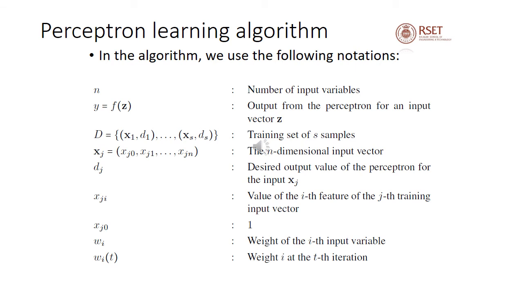Next is the perceptron learning algorithm. We have to use the following notation. N is the number of input variables, Y is the output, and D is the training set of samples. Xj is the n-dimensional input vector. Dj is the desired output value of the perceptron. Xji is the value of the ith feature of the jth training input vector. Xj0 is the bias, which is fixed at 1. Wi is the weight of the ith input variable, and Wi(t) is the weight i at the tth iteration.